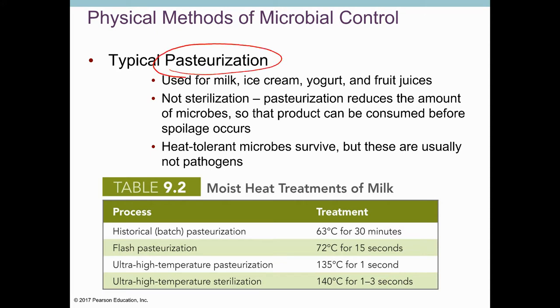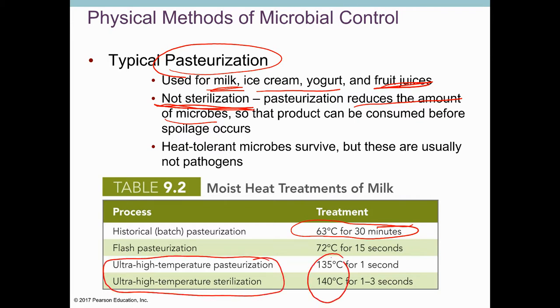So pasteurization is used for milk and fruit juice and some milk products. Like I mentioned before, it's not sterilization. It reduces the amount of microbes, but eventually the food will spoil. It just takes longer. Typical pasteurization is 63 degrees for 30 minutes. You don't need to memorize that, but I just want you to see it doesn't boil. But if you do the ultra high temperature ones, then it does go above boiling, but only for a very brief period. It's like a flash pasteurization or a flash sterilization.